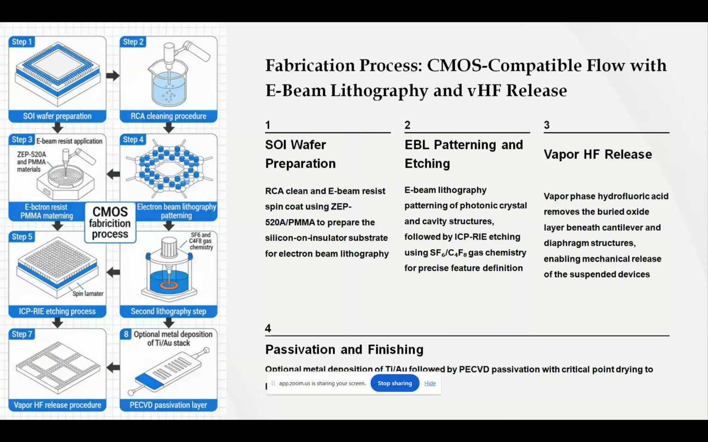This slide shows the fabrication process of the devices. It starts with SOI wafer preparation followed by E-beam lithography and etching. HF is used to release the mechanical structures. The process is CMOS compatible, enabling large scale fabrication.